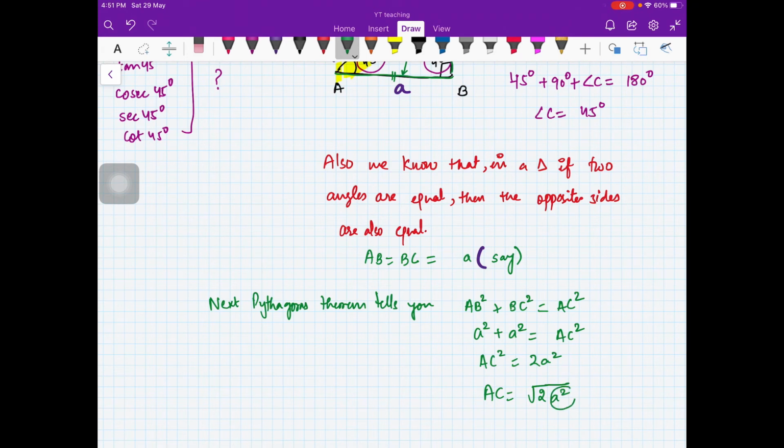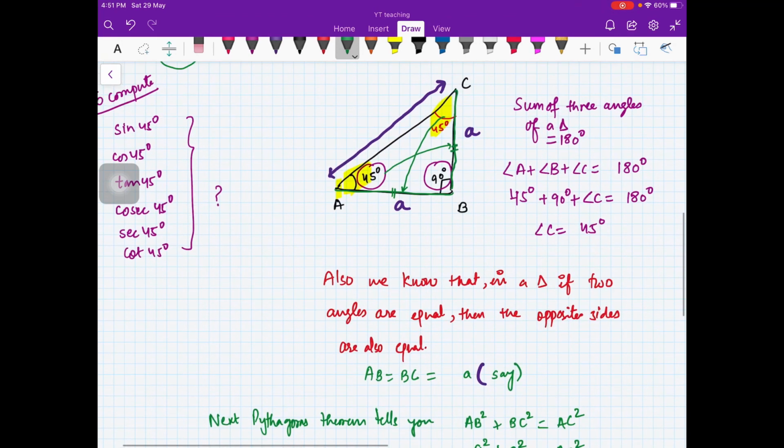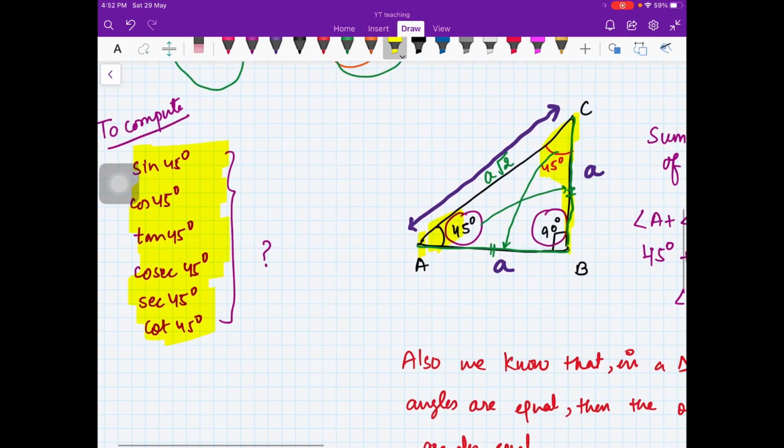Now you see, because A square is A into A, you can bring A out. So you have A root 2. So this side is A root 2. Fine students. Now you know all the three sides. So can you compute these ratios? Yes. The moment you know all the three sides, you know the ratios.